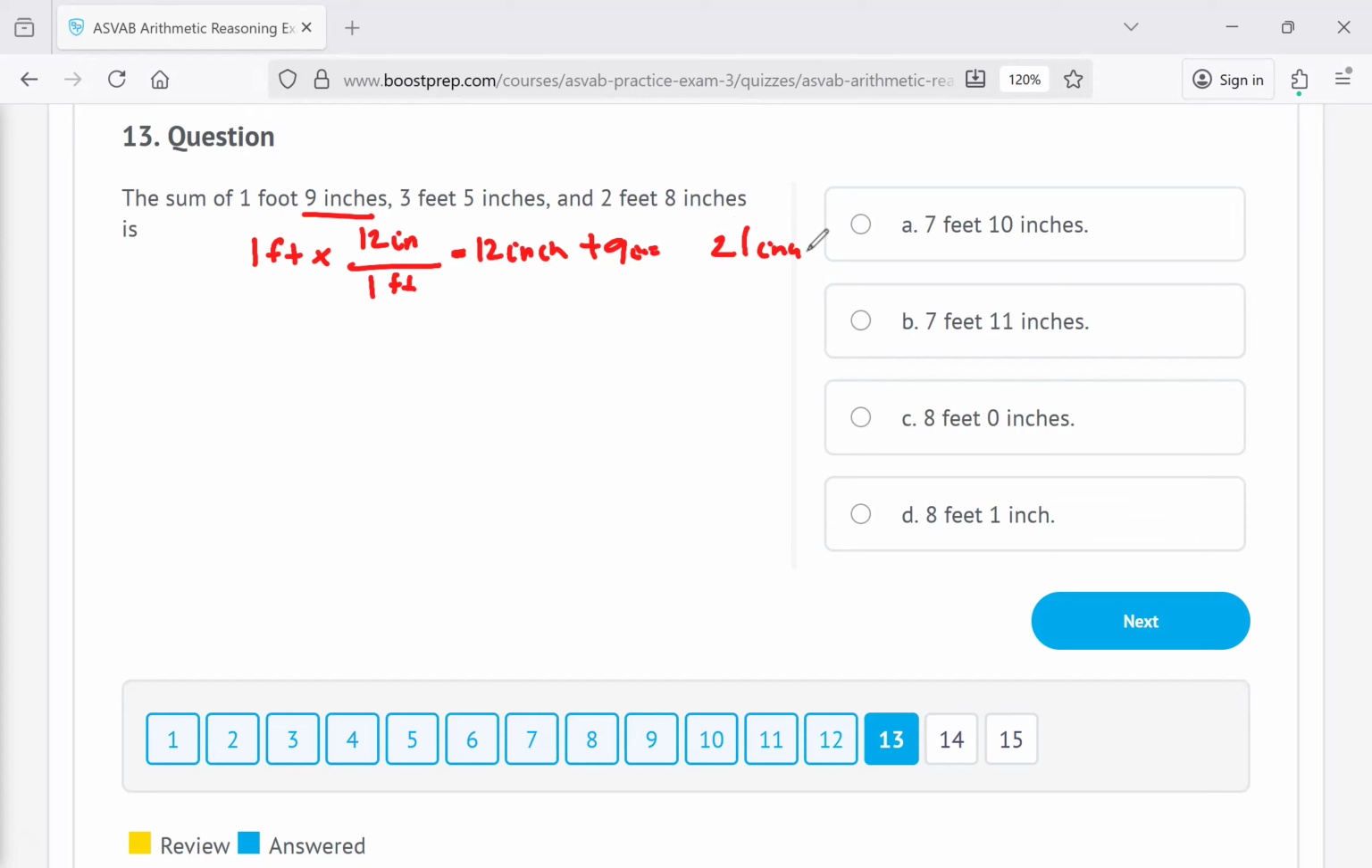Yeah, 21 inches. Okay, and the next one, 3 feet and 5 inches. So let's convert that 3 feet into inches. We know that 1 foot has 12 inches. So what's 3 times 12? 36, plus 5. 36 plus 5 is 41 inches.